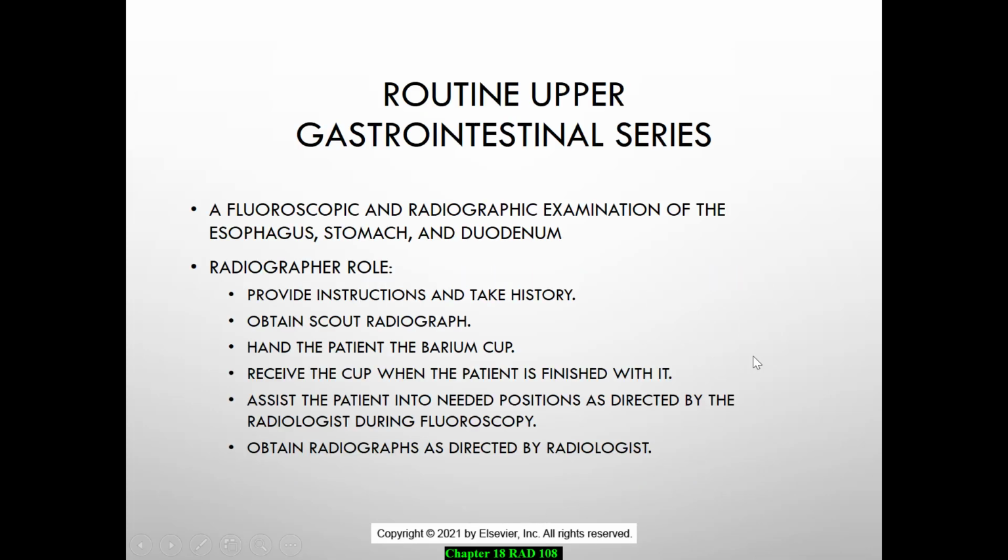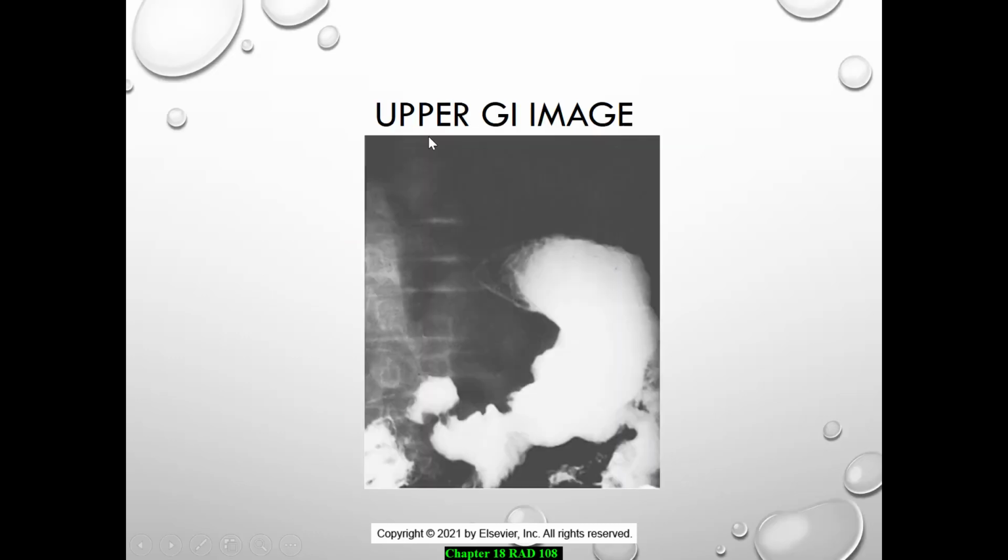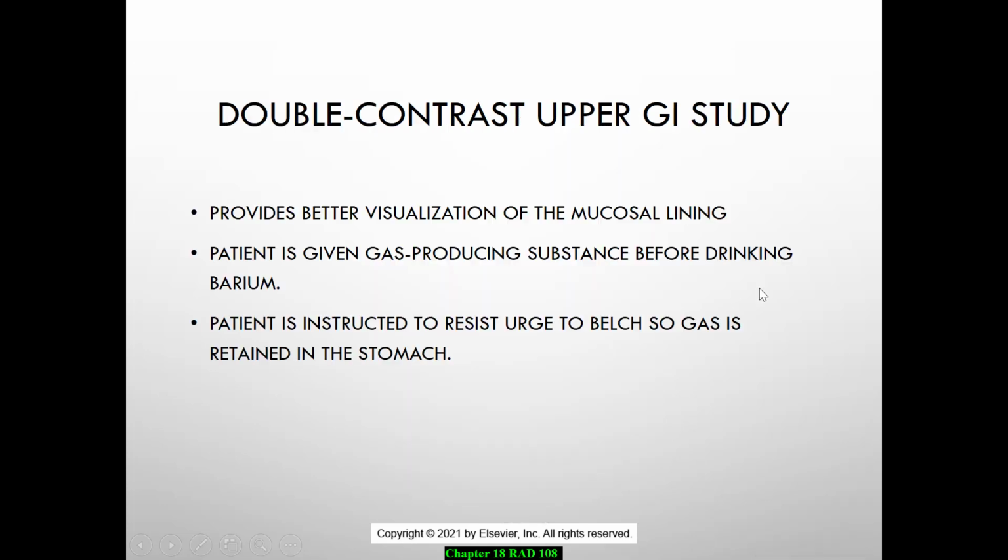Upper GI studies, these are done under fluoroscopy, and you are going to obtain your scout radiograph, you're going to take your patient history, you are going to give that patient the barium cup, and then they'll be instructed when to drink that cup. So your radiologist will run the fluoroscopy unit, and then you're just basically on standby to assist the patient and if the radiologist needs something from you. Your images are going to look something like this. So this is your stomach filled with barium.